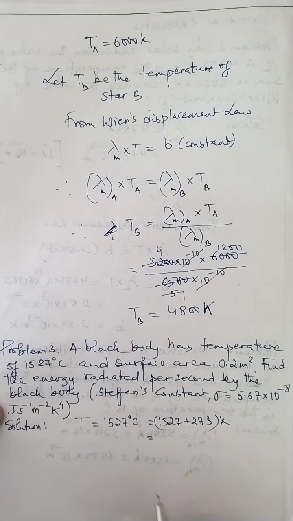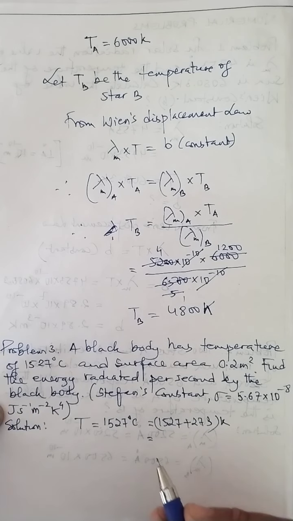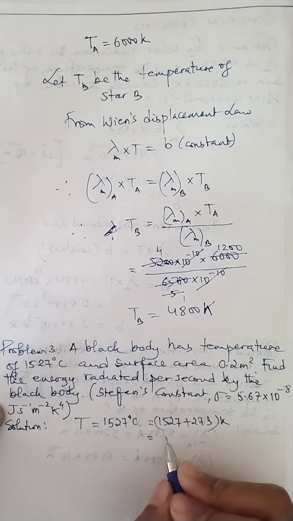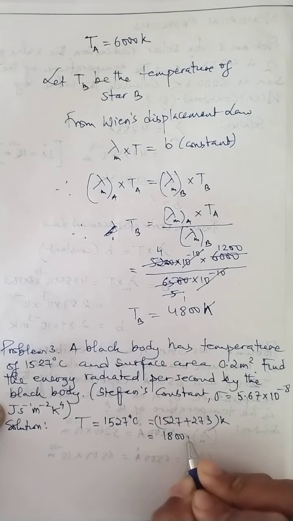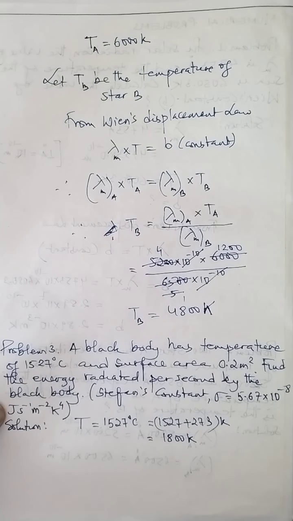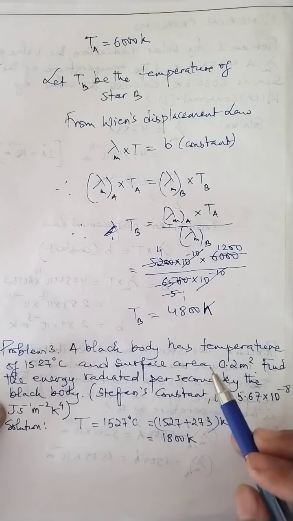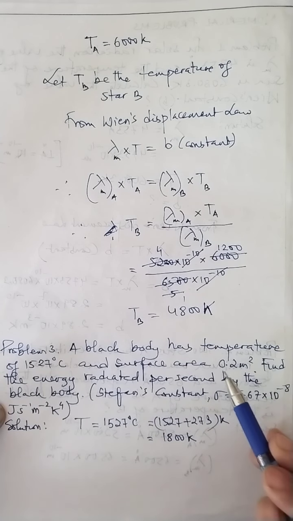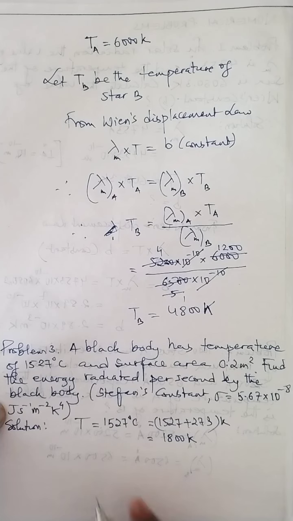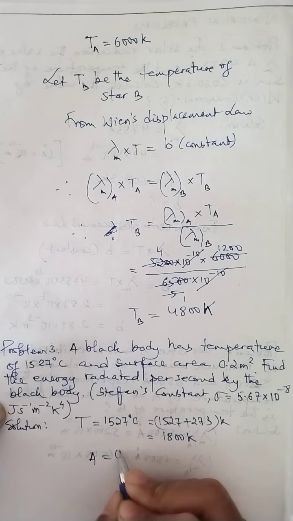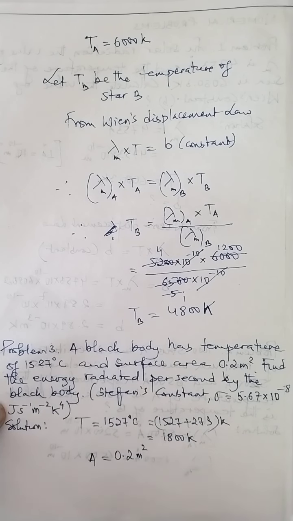1527 plus 273. If you add, it will be how much? 1800. This value, if you add, it will be 1800 Kelvin. So what is the temperature of the black body? 1800 Kelvin. Now this black body even has a surface area that is 0.2 meters square. The surface area I write by letter A. A is the surface area of black body, which is 0.2 meters square.